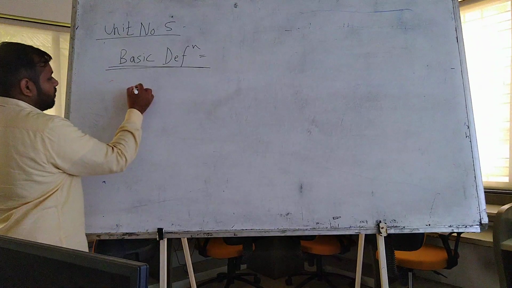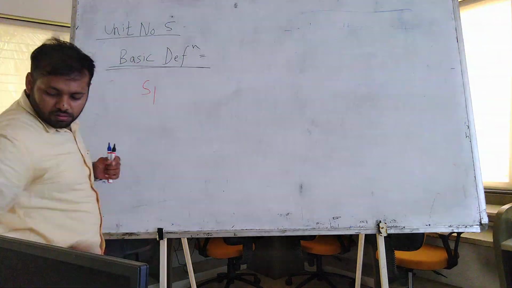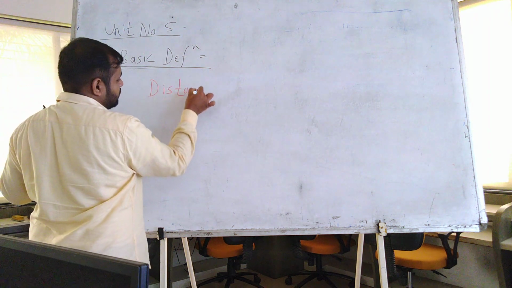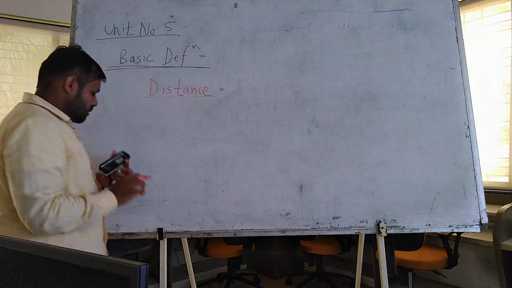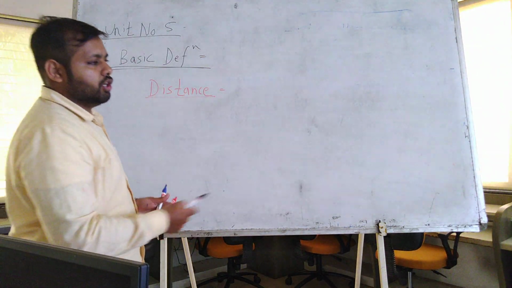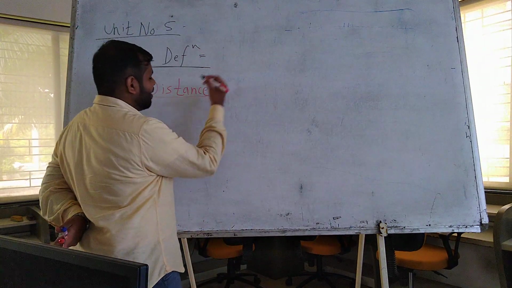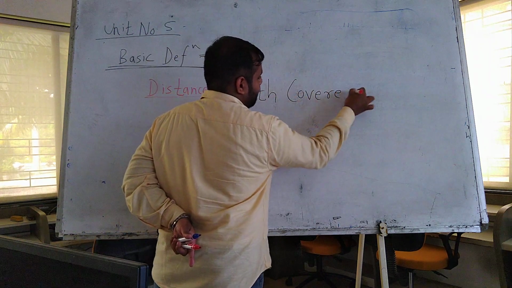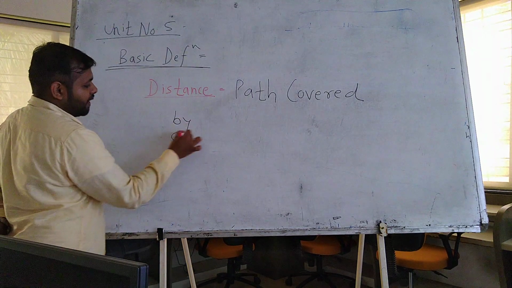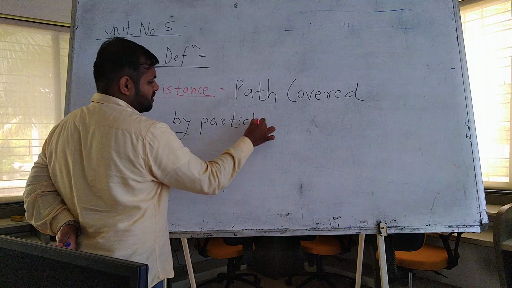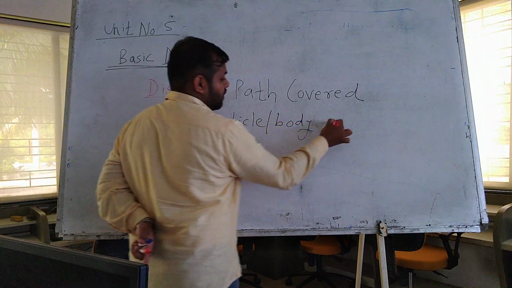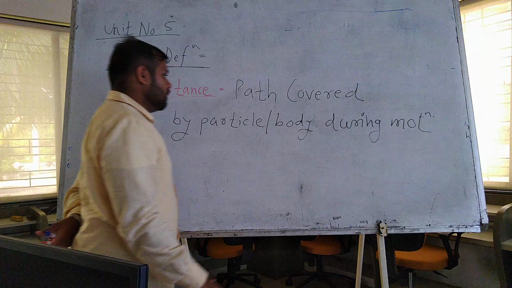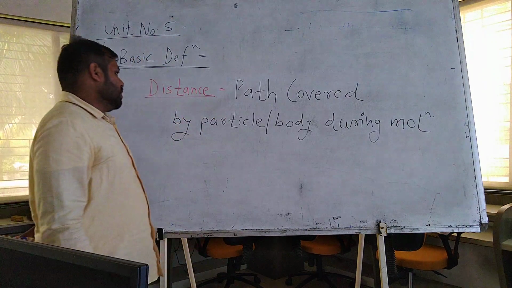So the next definition is distance. The total path covered by any particle during motion is called distance. The path covered by a particle, or we can say body, during motion is called distance.